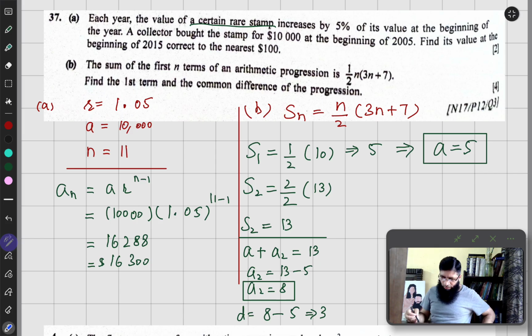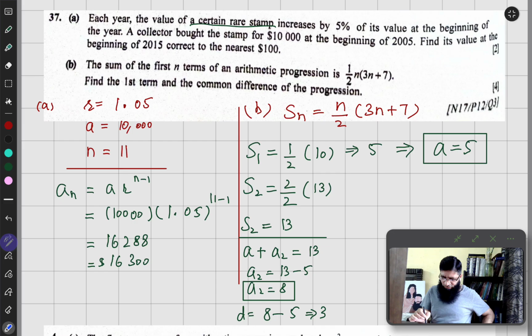And look at the initial value. A will be the initial value. It is 10,000. And you are supposed to find the value after 11 values, because if you start from 2005 and go till 2015, you will have 11 years. So the value of n will be 11. And this is the expression for the nth term. A is the initial term, which is 10,000. R is basically the common ratio, which is 1.05 for this case, and n is 11.